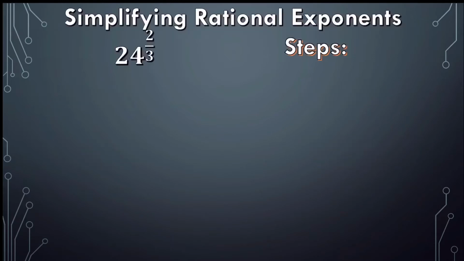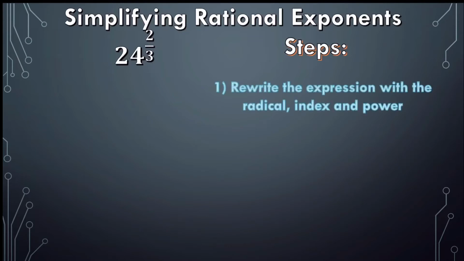Now, why would I need to do that? Well, say you get this problem and it says to simplify. You don't have a calculator, so we have to know how to do this without a calculator. Step 1 is going to be to rewrite it, just like we did. So if we rewrite it, my radicand goes inside, my numerator is my exponent, and my denominator is my root.